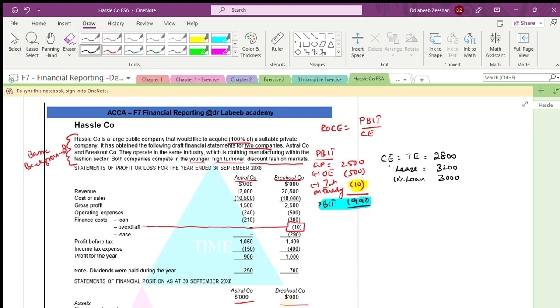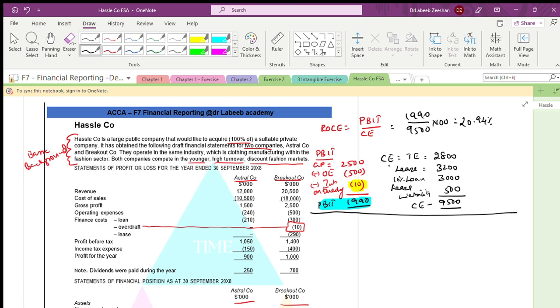People think that ratio analysis is easy, but somewhere they will test our understanding of how we are working on that. Lease liability is going to be 500. If you total this, 2,800, 3,000, 6,000, 9,000, 9,500. This is capital employed. The formula: 1990 divided by 9,500 into 100. It comes to 20.94. Put one dash here.